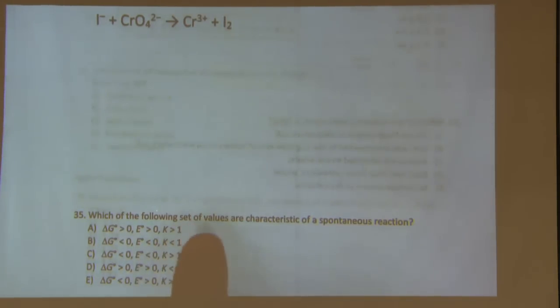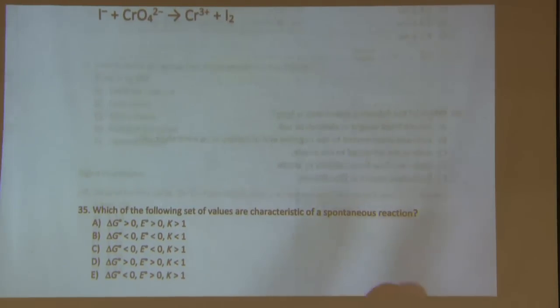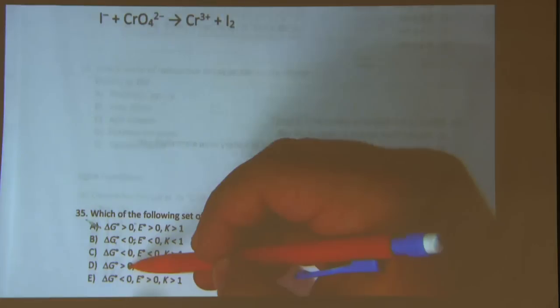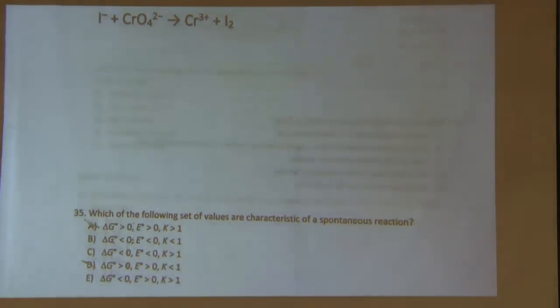The question is, which of the following set of values are characteristic of a spontaneous reaction? Okay, the first thing we need to think about, so here it's talking about K, delta G, and E. First, we just talked about delta G. Which value for delta G gives us a spontaneous reaction? Negative. That's perfect. So I know delta G needs to be negative. Can it be A? No, it says positive here. Can it be B? It could be B here because delta G less than 0, that's negative. This one as well. What about here, D? No, so I just eliminated 2 out of the 3.